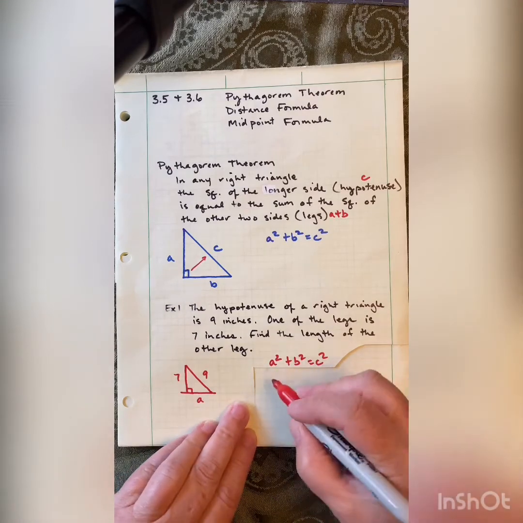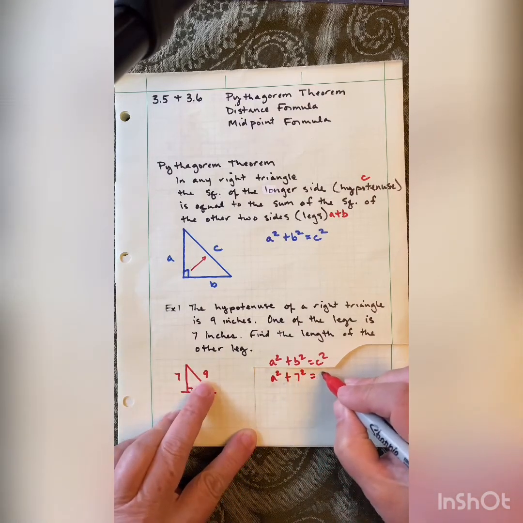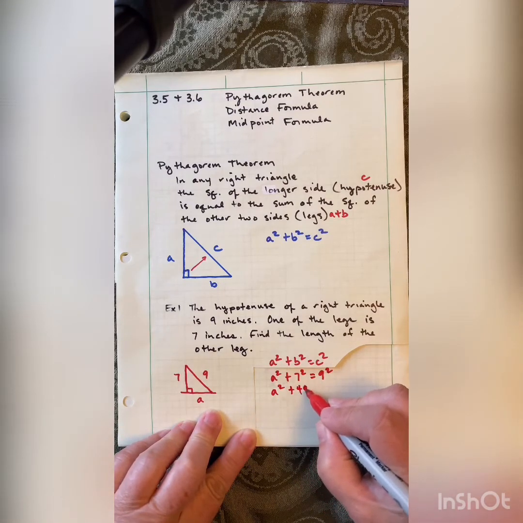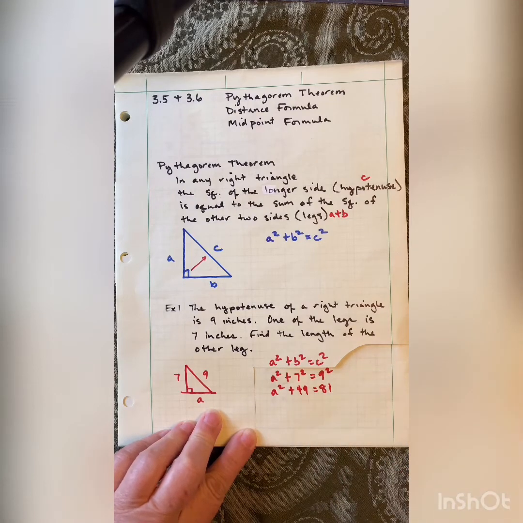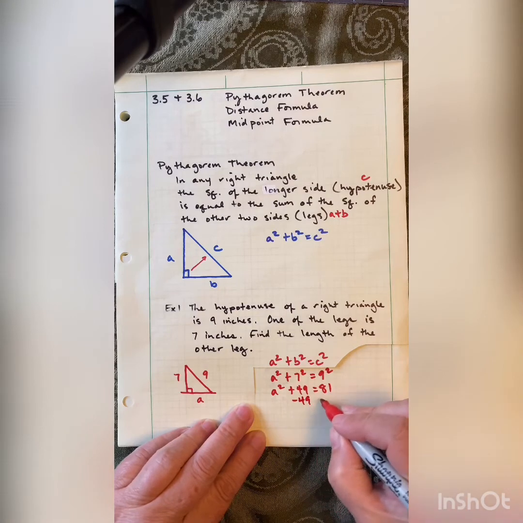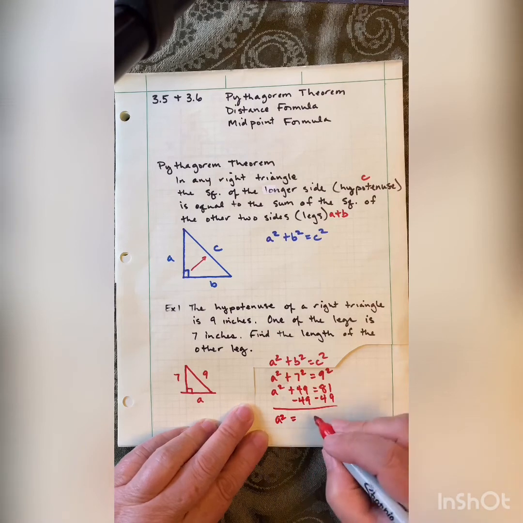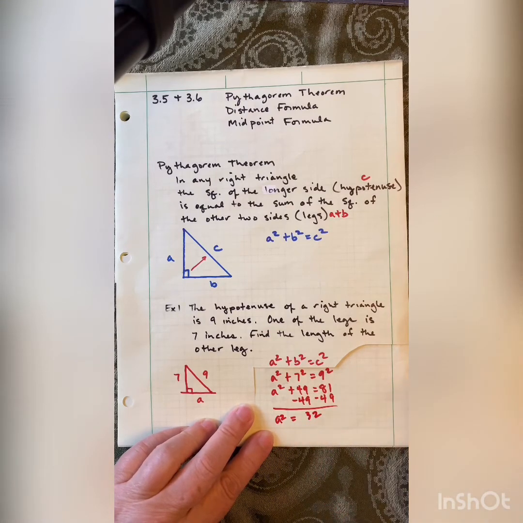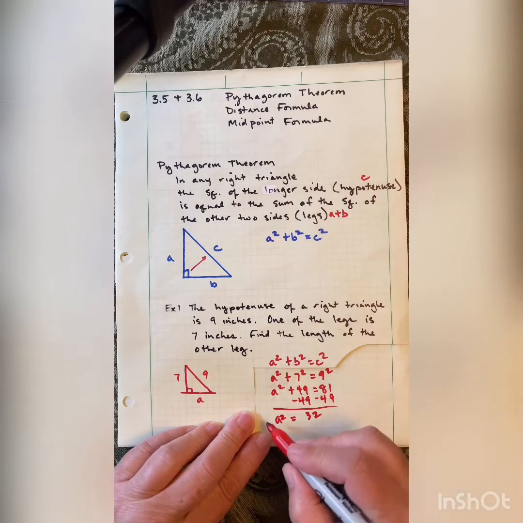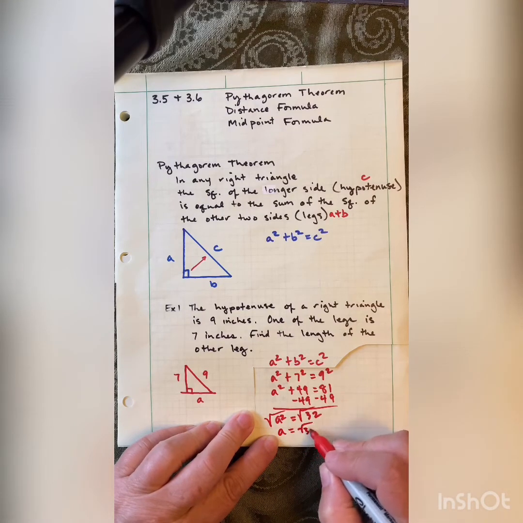All right, so let me put this in here. I'll have A squared plus 7 squared equals 9 squared. So A squared plus 49 equals 81. We're solving for A, so let's move the 49 out of there, and I'll get A squared equals 32. Well, I'm solving for A, not A squared, so I need to take the square root of both sides, and I'll get A equals the square root of 32.